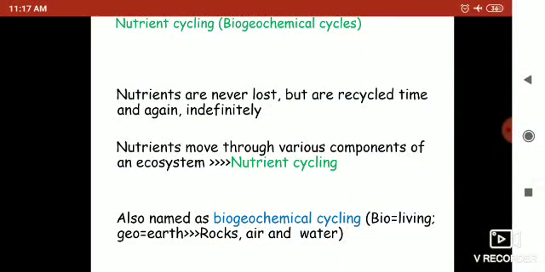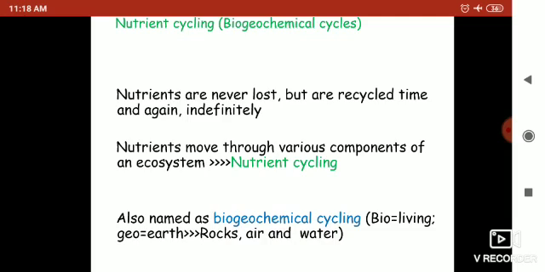Hello dear students, today our topic is biogeochemical cycle or nutrient cycling. In ecosystems, the nutrients are never lost but they are recycled time and again indefinitely. Actually, in ecosystems, the nutrients are continuously moving between the living components and the non-living components, and back into the living components, and this cyclic flow of nutrients between the living components and the non-living components is known as nutrient cycling.